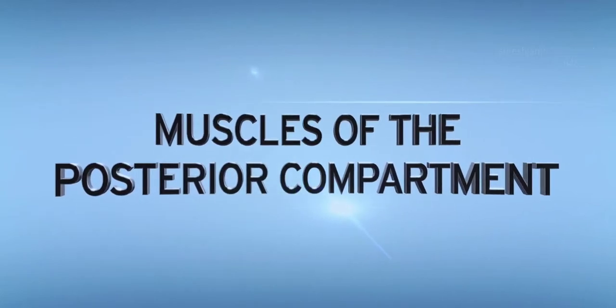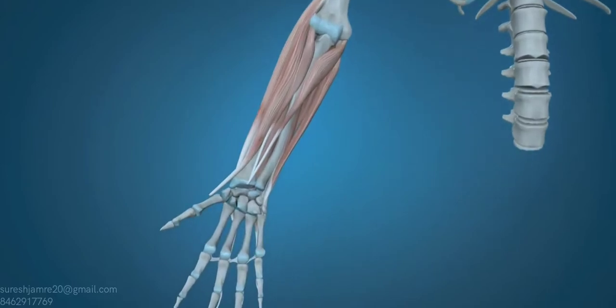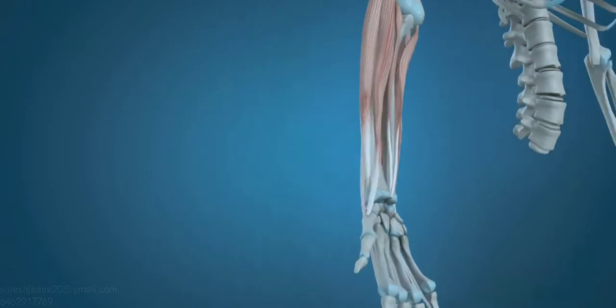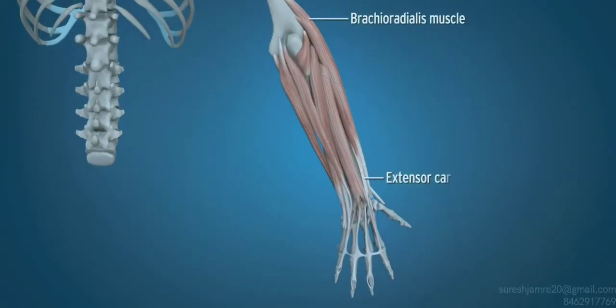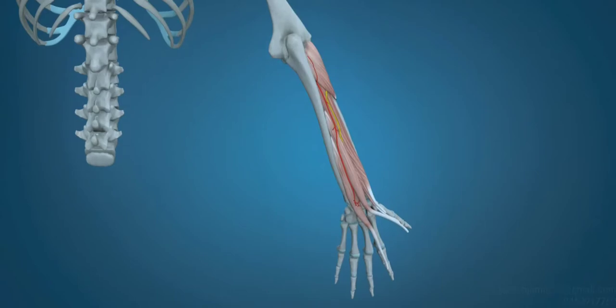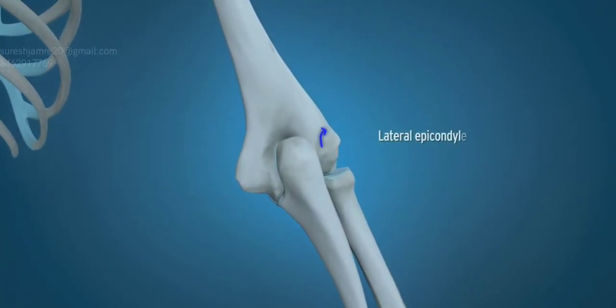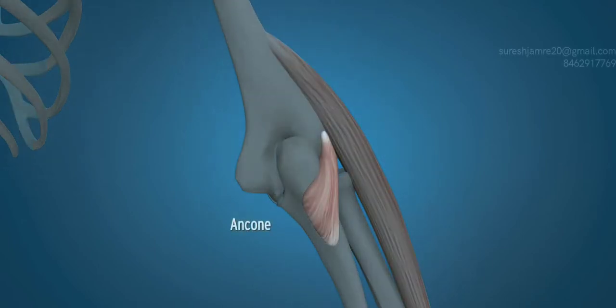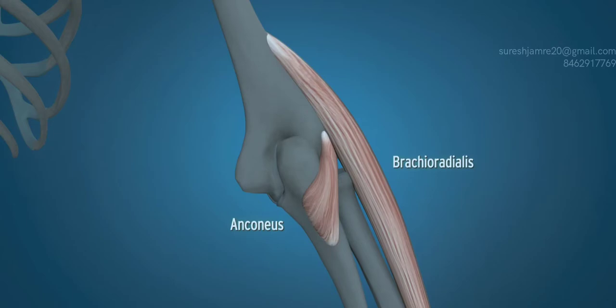Muscles of the posterior compartment. These muscles are arranged in 2 layers, superficial and deep. The lateral epicondyle of the humerus is the common extensor origin of the superficial muscles. However, there are a few exceptions to this, like anconeus and brachioradialis.